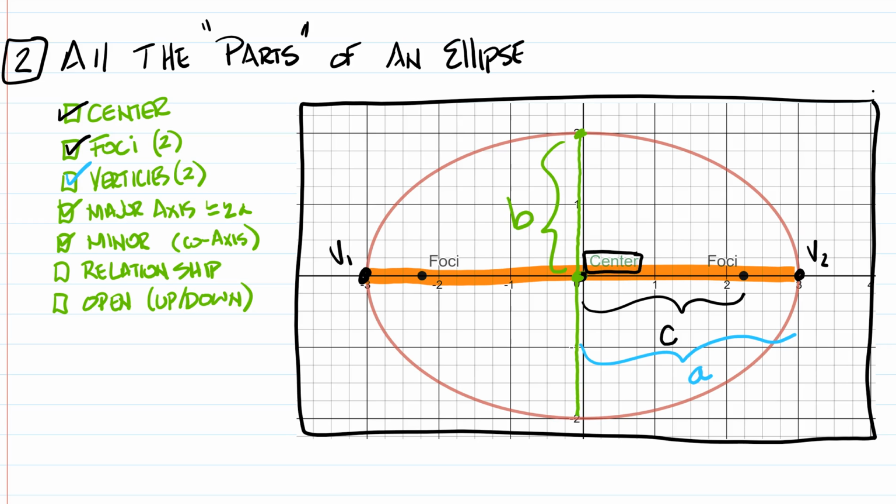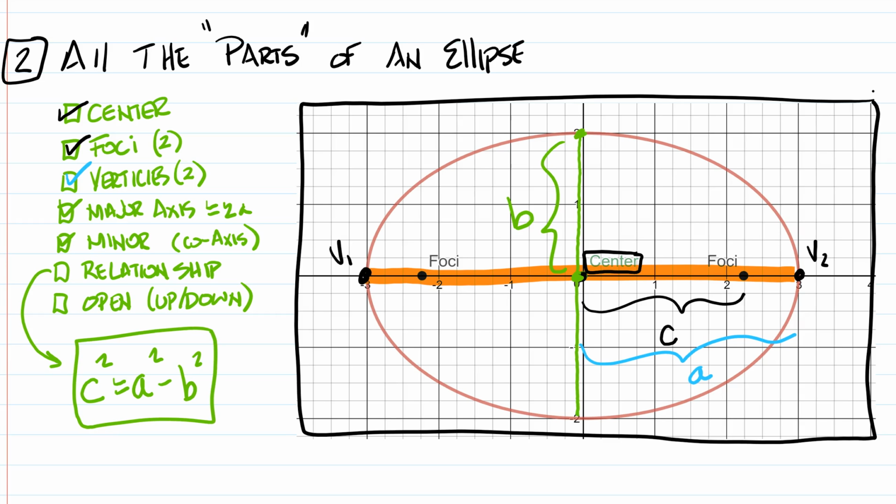Okay, why are we doing all this? Because there is a relationship here, and the relationship says this: c squared is going to be a squared minus b squared. So this is that constant that we were talking about earlier in box number 1. If I take that constant, a squared minus b squared, I get c squared, and that's the relationship between all of these values right here. So again, c is the distance from center to focal point.